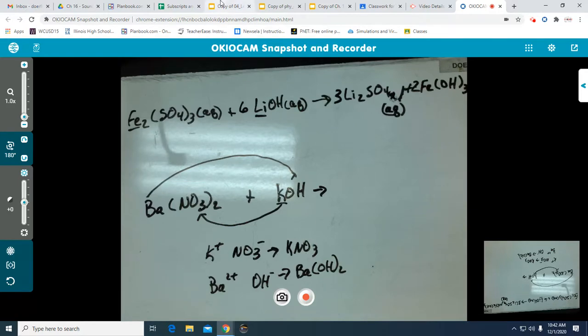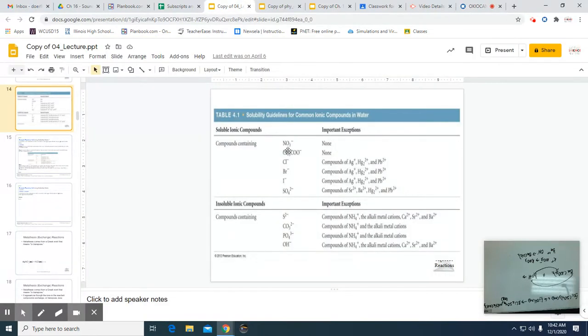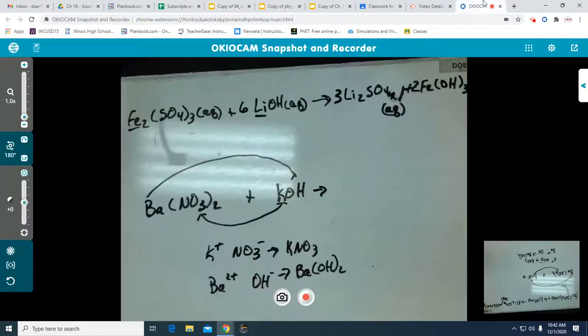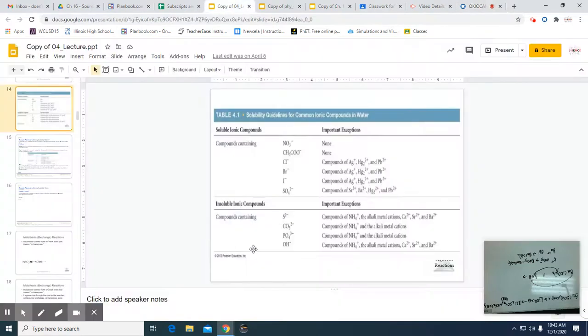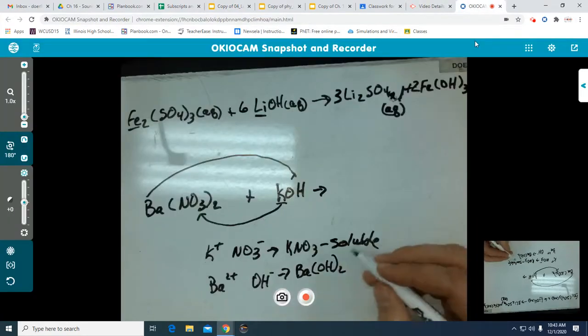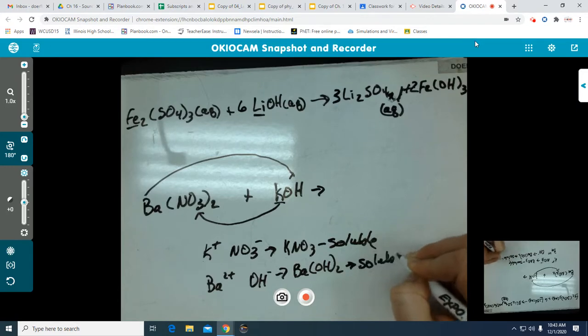So let's look at potassium nitrate. We should probably know that nitrate is always going to be soluble no matter what it's bonded to. So this is soluble. One of our products, potassium nitrate, is soluble. Our second one is barium hydroxide. Hydroxide is typically not soluble, but it is bonded to barium, and barium is an important exception. So when barium bonds with hydroxide, it causes it to be soluble.